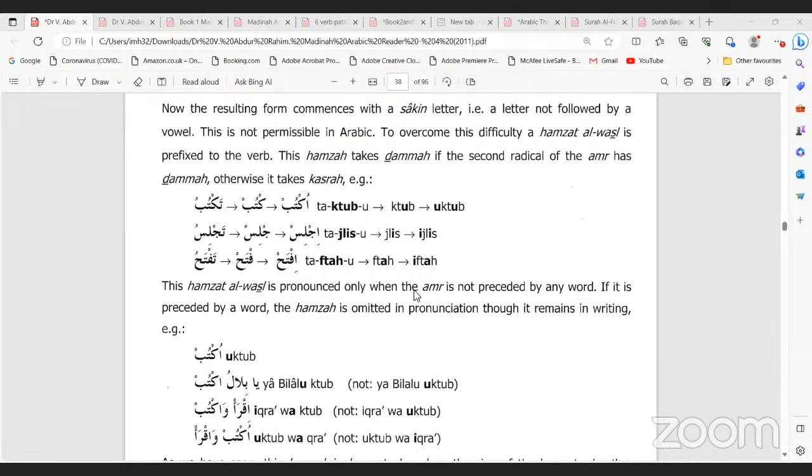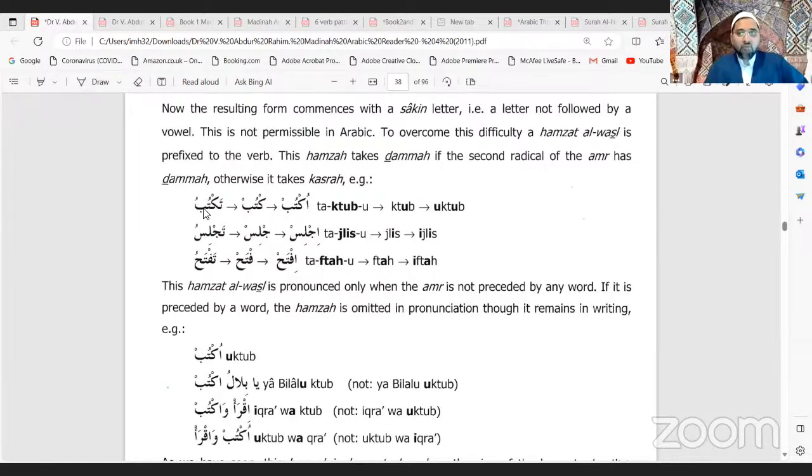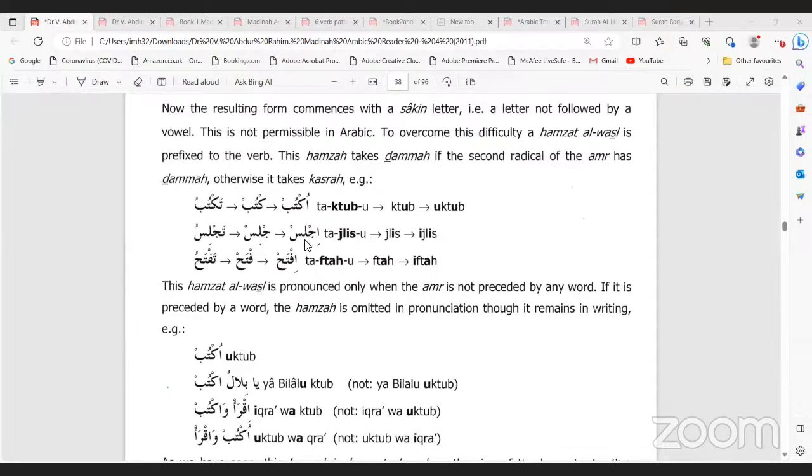taktubu. Originally it was taktub, became kutub, and then it becomes uktub. So then tajlisu, it was jillis, and then became ijlis. Taftahu, iftah. This hamzatul wasl is pronounced only when the amr is not preceded by any word.